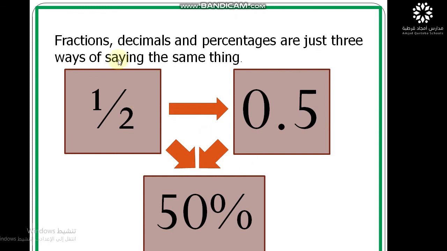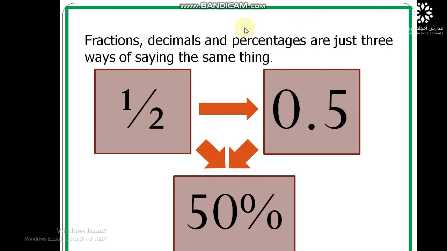How? If I want to convert half to decimal, what can I do? 1 over 2, I will multiply 2 times 5 up and down. It will be 1 over 2 times 5 up times 5 down. It will be 5 over 10. If I want to write it as a decimal, I will write 5, then I'll put the decimal point after one digit. It will be 0.5.